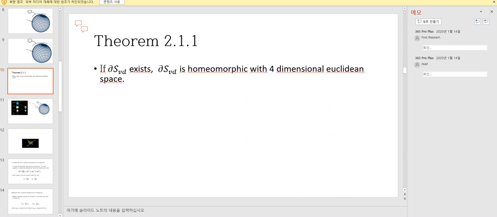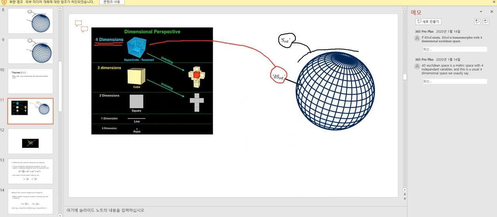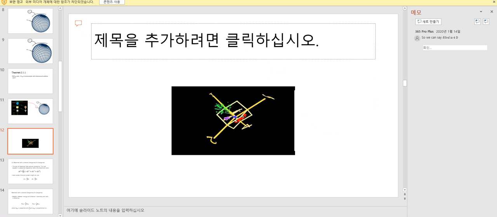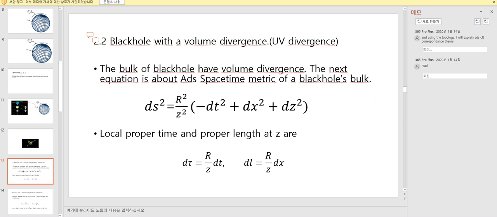If DS3D exists, DS3D is homeomorphic to 4-dimensional Euclidean space. 4D Euclidean space is a metric space with 4 independent variables, and this is the usual 4-dimensional space we usually speak of. So we can say DS3D is 4D, and using topology I will explain the CFT correspondence theory.